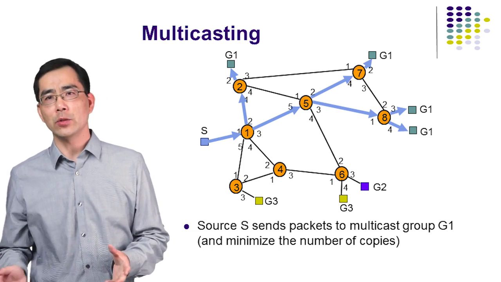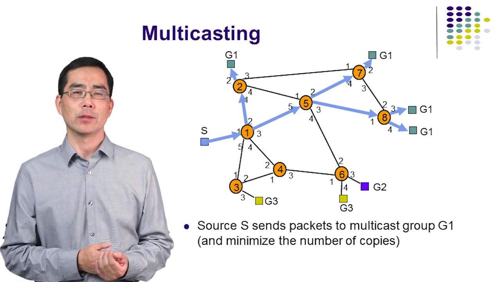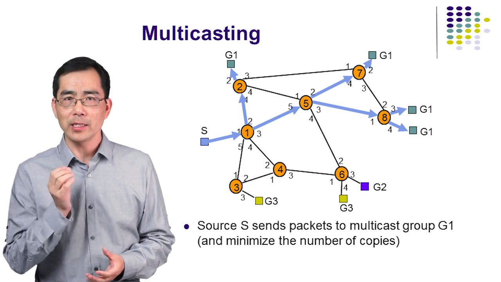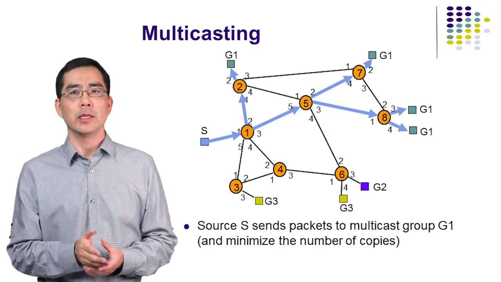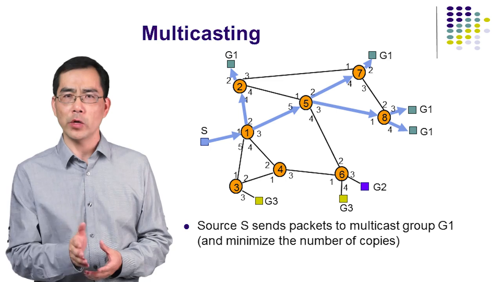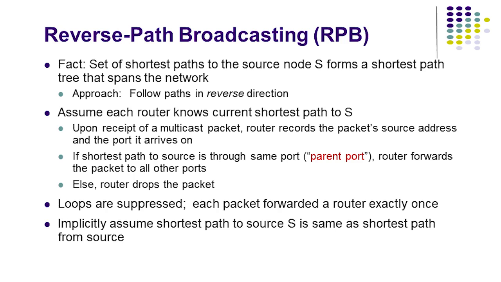There are many ways to generate a multicast tree. One approach that is used in multicast backbone is called reverse path multicasting. The easiest way to understand reverse path multicasting is by first considering a simpler approach called reverse path broadcasting, which uses the fact that the set of shortest paths to a node forms a shortest path tree that spans the network.